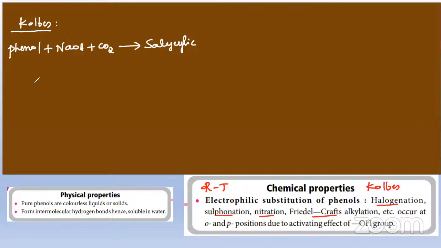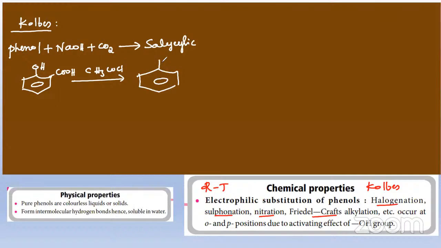Remember this one. And salicylic acid, what is salicylic acid? OH, COOH. When it undergoes acetylation, what is acetylation? Addition of an acetyl group. It forms a molecule called aspirin, which we take for our headache. OCO-CH3 and COOH. We call it aspirin.